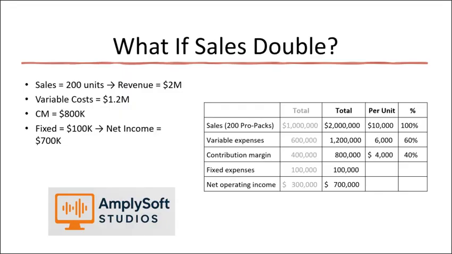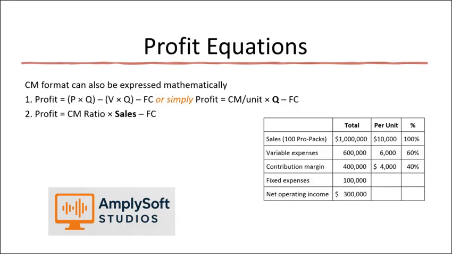Let's say they double sales to 200 packs next month. The revenue? For 200 packs, it goes to $2 million. Variable expense goes to $1.2 million, and contribution margin is now doubled as well, $800,000. But fixed cost is still flat at $100,000, which brings operating income from $300,000 to $700,000. This is the power of CVP. It shows how profits scale faster than sales once you cover the fixed cost.